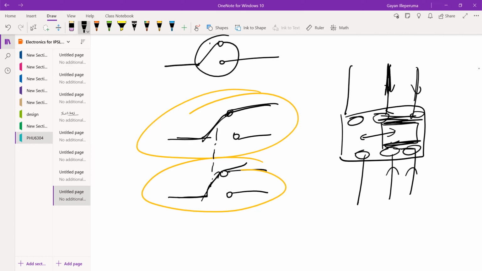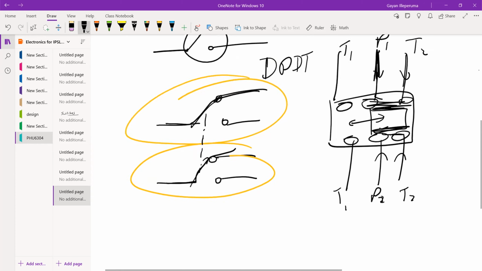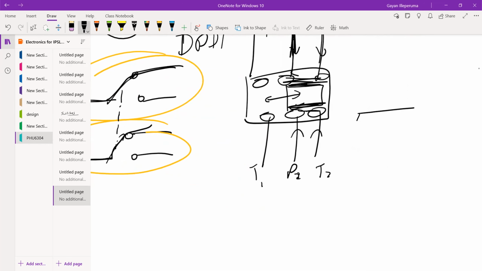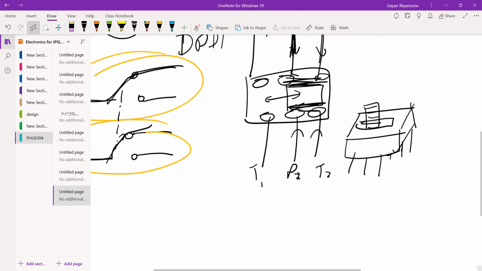So this is actually the center. This is DPDT. This is the pole, first pole, second pole. This is throw one, throw 2, throw 1, and throw 2. You will usually find it in a package like this. Something like this. Is it okay? Or do you need some more explanation?